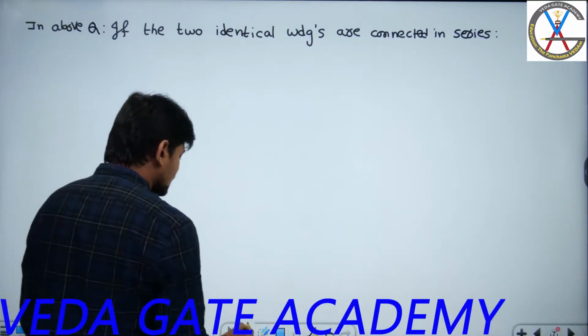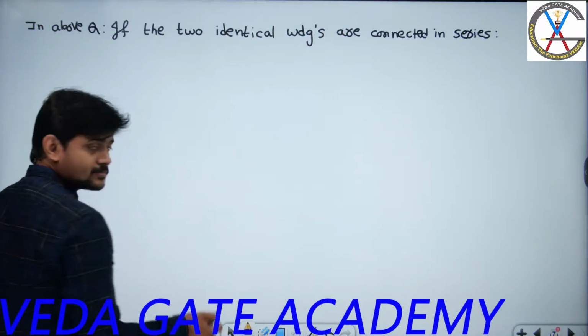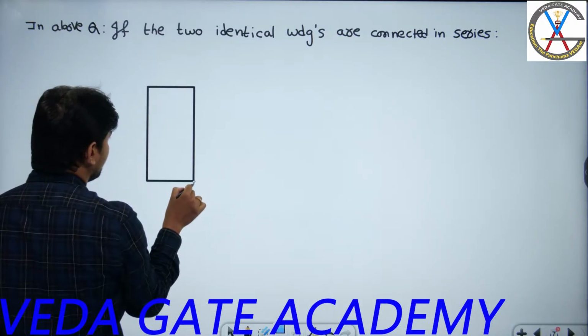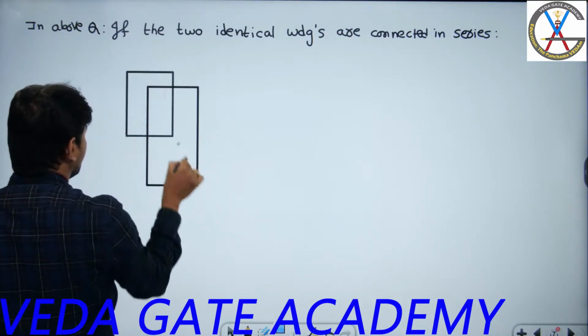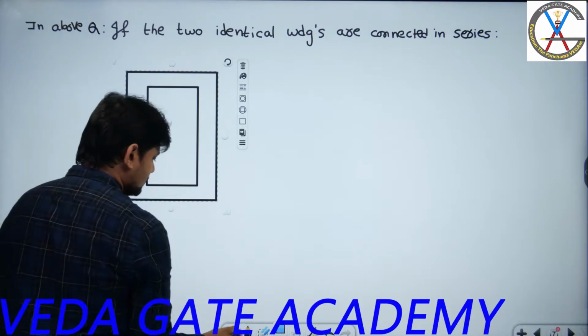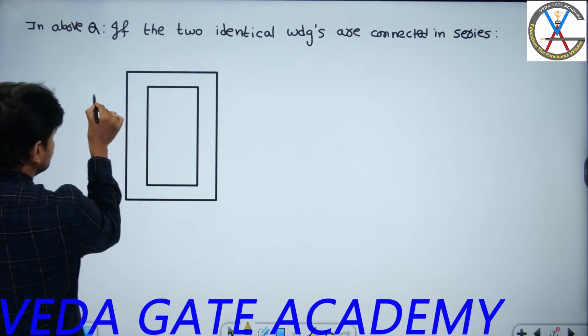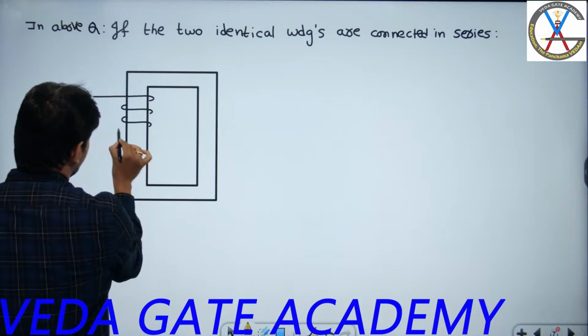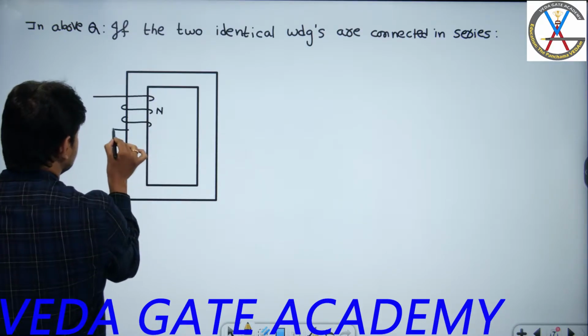Right. So let us quickly focus on this. Let us assume this is my transformer on which I am going to place two identical windings. Let us assume this is the first identical winding, which consists of N number of turns.